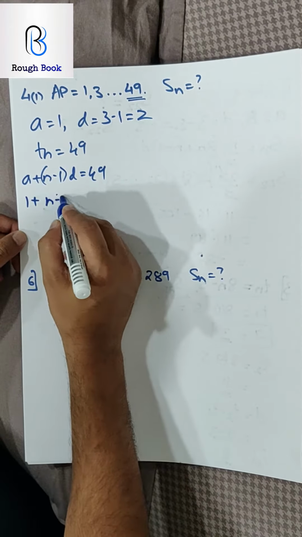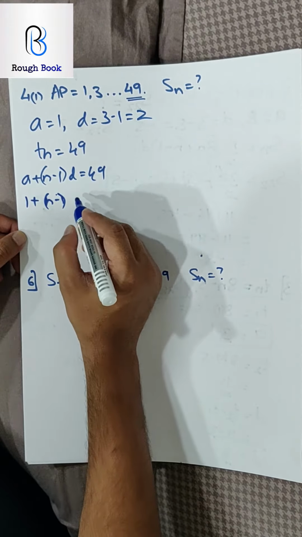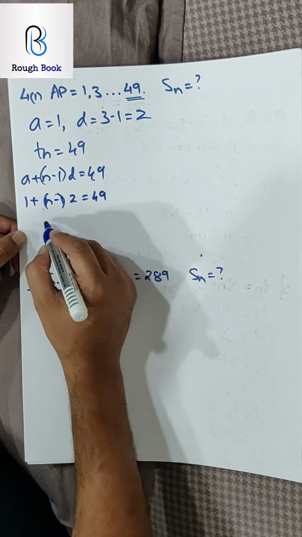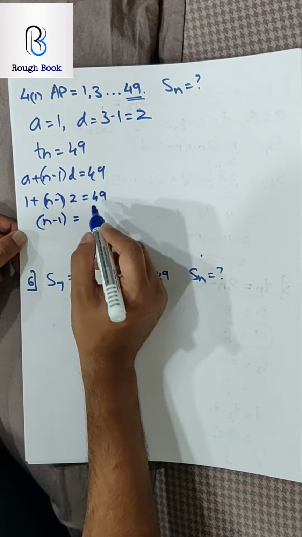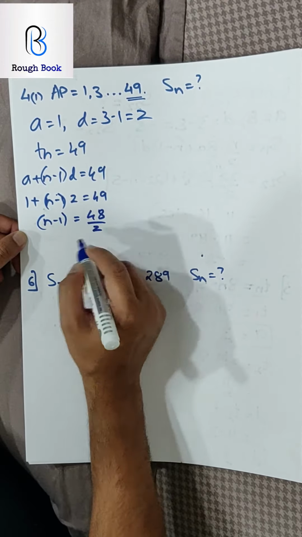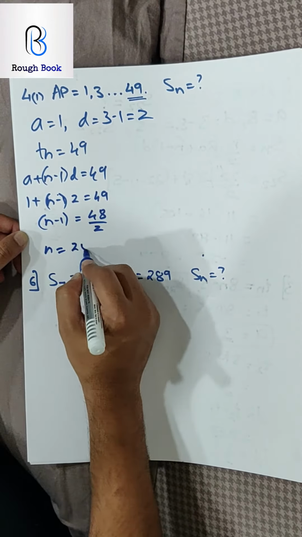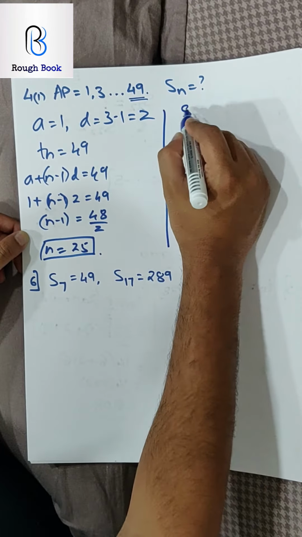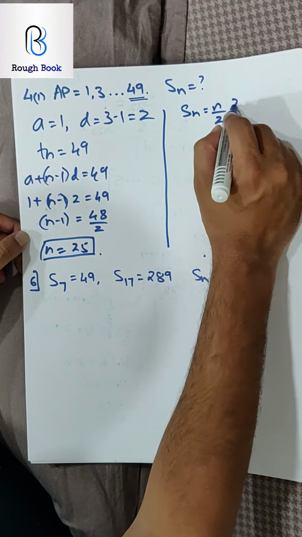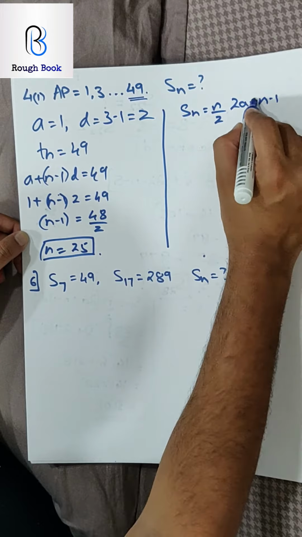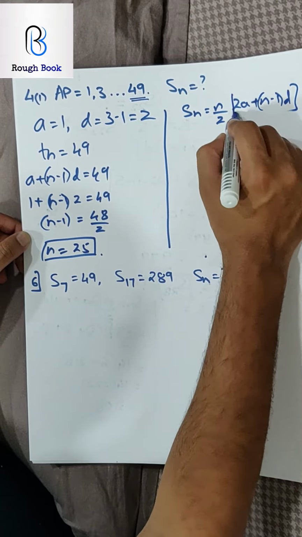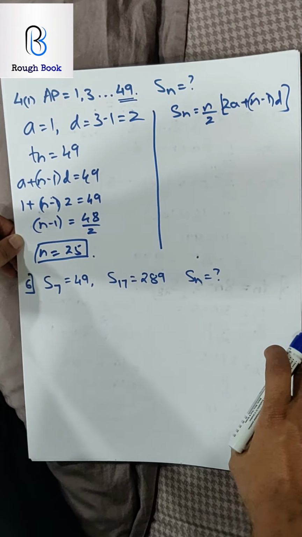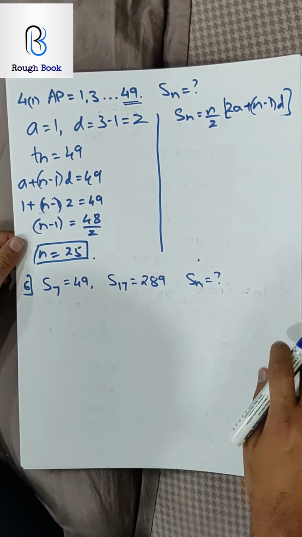So 1 plus (N minus 1) into D, D is 2, equals 49. So N minus 1 is 49 minus 1, 48 by 2, so 24. Plus 1, 25. And now I will find my Sn. So Sn is N by 2, 2A plus (N minus 1) into D in brackets. Are you with me till here? Perfect. Go ahead, come on.